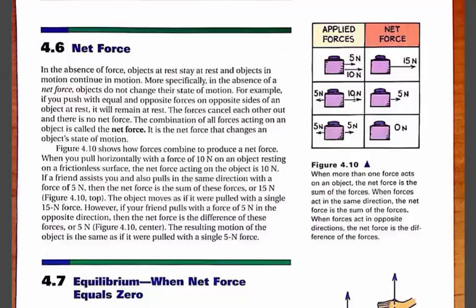Here we have a 10 pulling right and a 5 pulling left. They're working against each other, so we subtract and we get a 5 newton net force pulling towards the right. In the bottom, when we have 5 newtons pulling left, 5 newtons pulling right, we subtract them because they're opposite. 5 minus 5 equals 0. There's 0 net force. The forces are balanced out and that object's not going to accelerate.